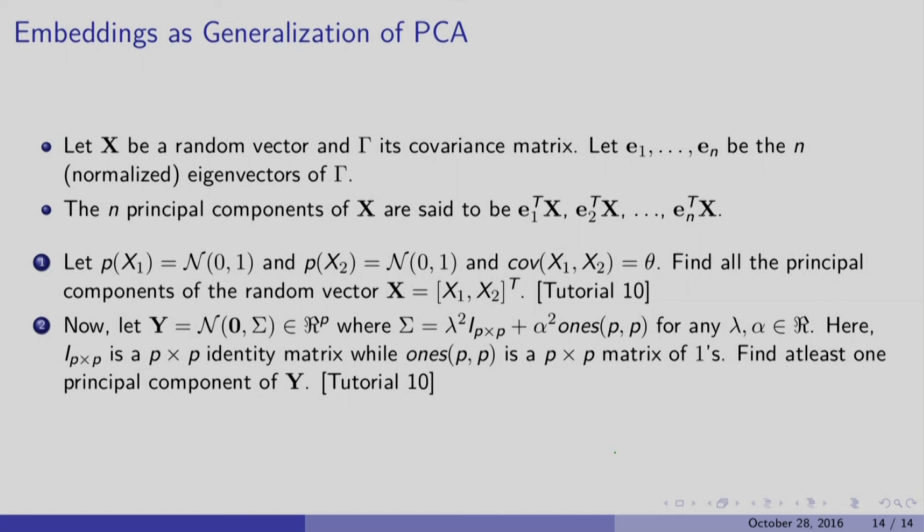So embeddings can be seen as a generalization of PCA. The solution to PCA, of course, cannot be obtained through simple backpropagation. In fact, the solution to PCA can be described in terms of the normalized eigenvectors E1 to En of the covariance matrix gamma. The n principal components are basically E1 transpose X, E2 transpose X, and so on. If you are only interested in capturing the k components of maximum variability, you would restrict your attention to E1 to Ek.